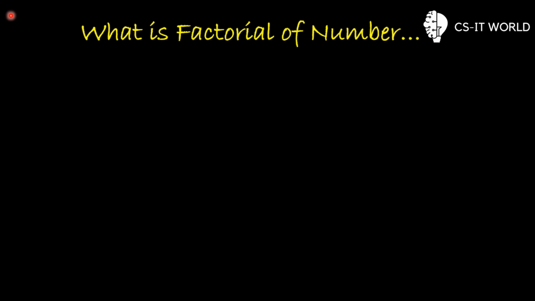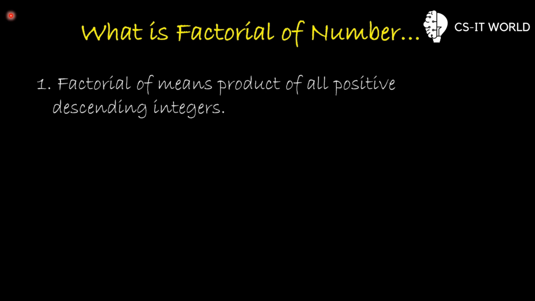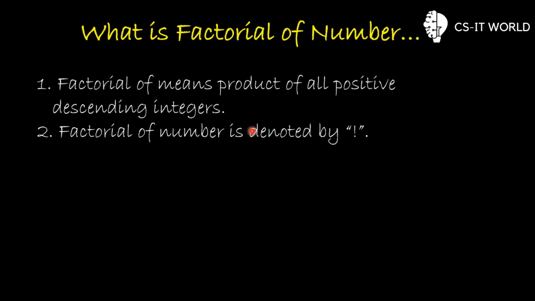Now factorial of a number is nothing but it is a product or the multiplication of all positive descending numbers. Okay, so our first point is factorial of a number means product of all positive descending integers. Now the second point is factorial of a number is denoted by exclamation. So let's take an example.